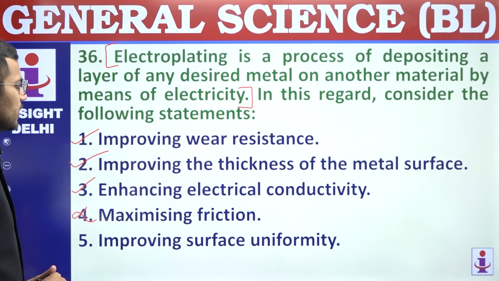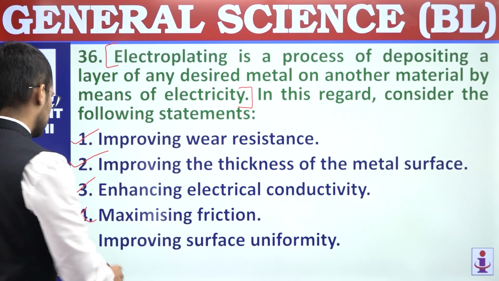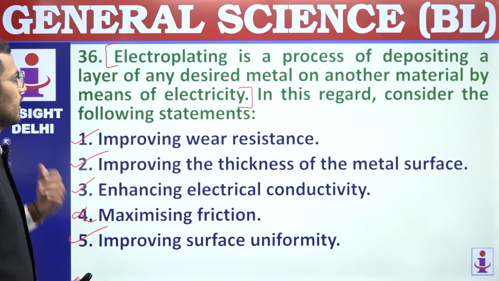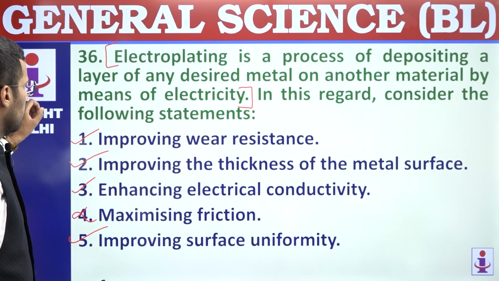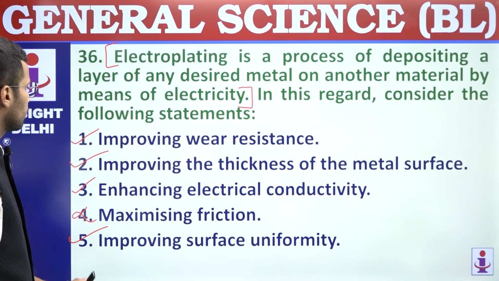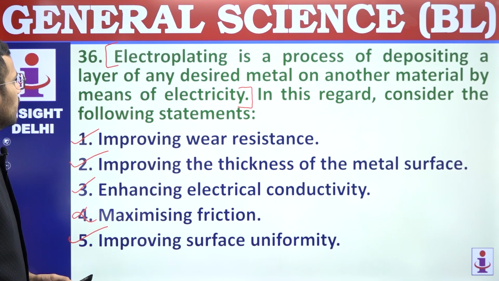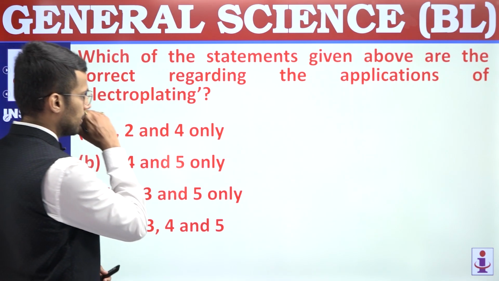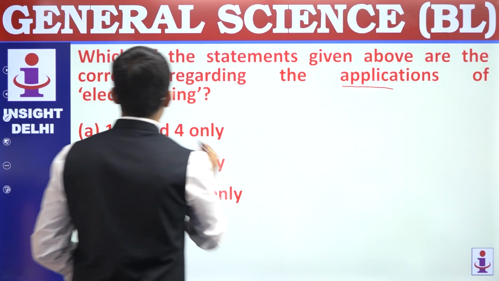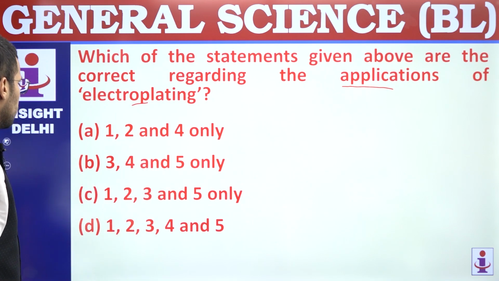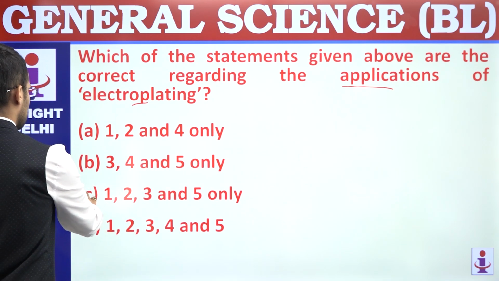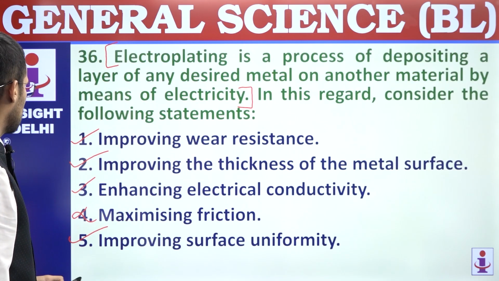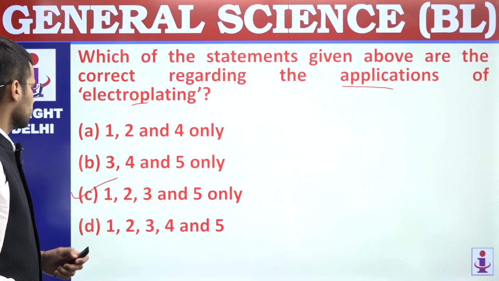Fifth, improving surface uniformity. Yes, we can improve the uniformity of the surface using electroplating, right? So first, second, third and fifth are correct statements regarding electroplating. Fourth is incorrect. We are supposed to find out the applications of electroplating. So answer should be 1, 2, 3 and 5 only. That means C. Question number 36, answer is C.